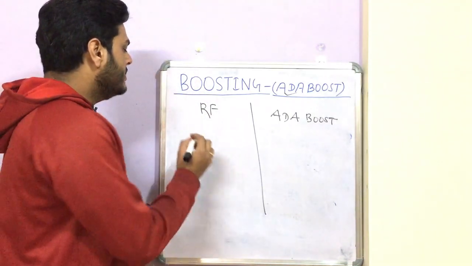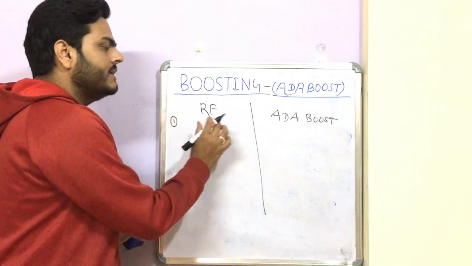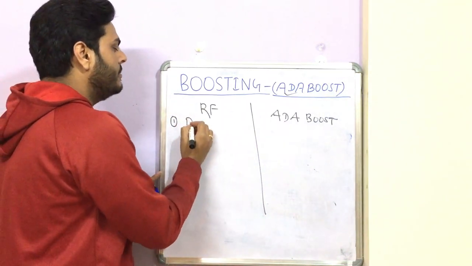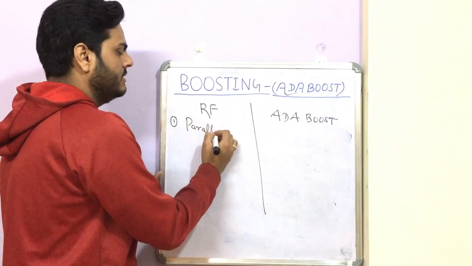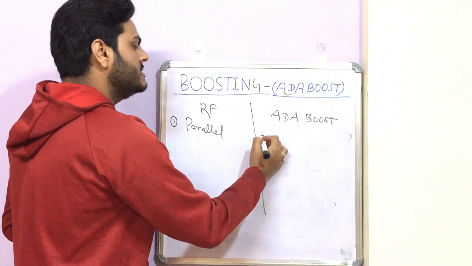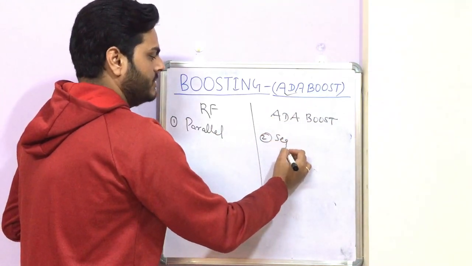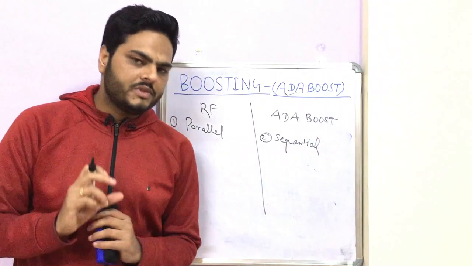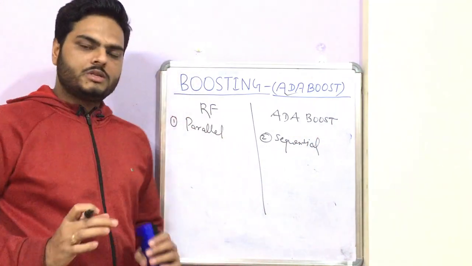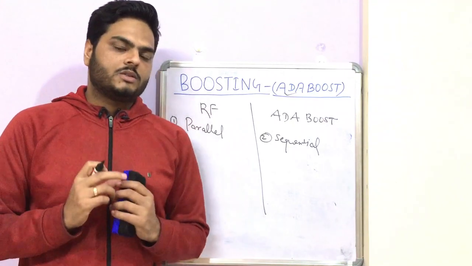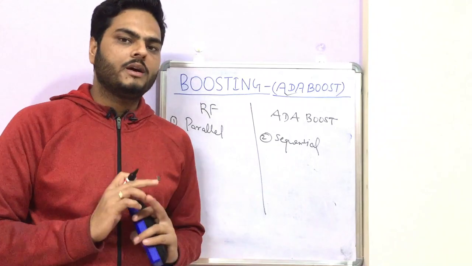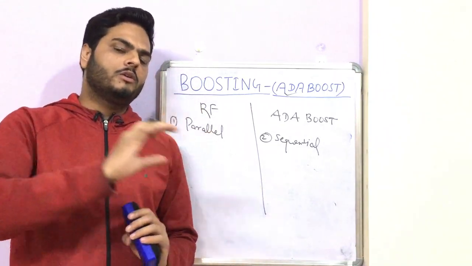So the difference number one between random forest and AdaBoost is random forest is a parallel learning process, whereas AdaBoost is a sequential learning process. So what is the meaning of this? The meaning of this is in random forest, the individual models or individual decision trees are built from the main data parallelly, independently of each other.